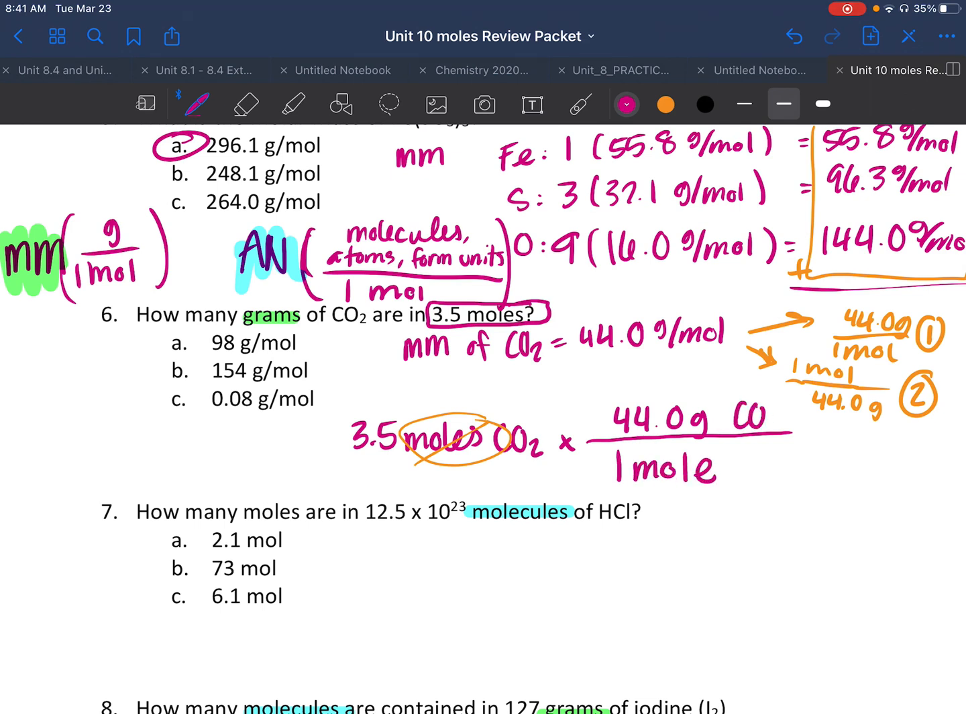And so this is both CO2. So we're still working with CO2. So we can cancel our unit of mole. We're left in grams. That's awesome. And so you calculate this out. You should have gotten option B.